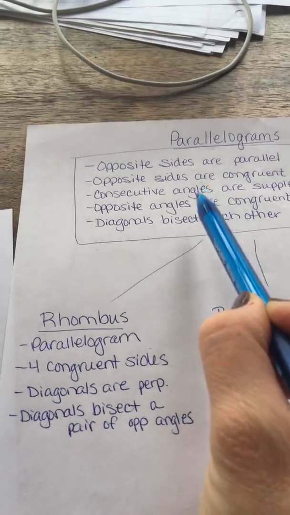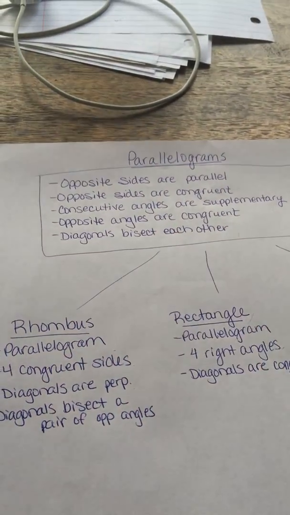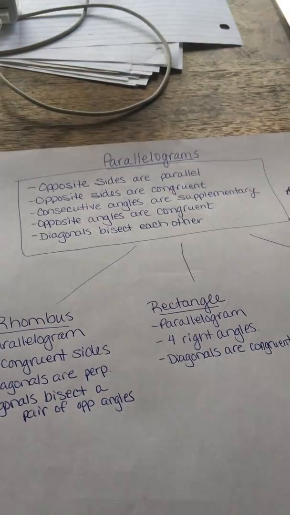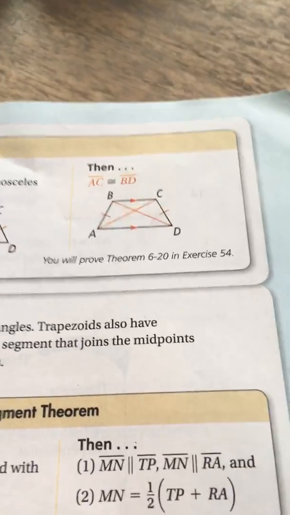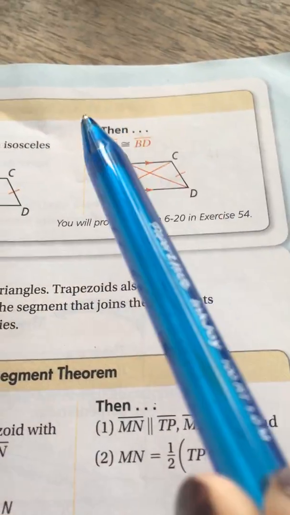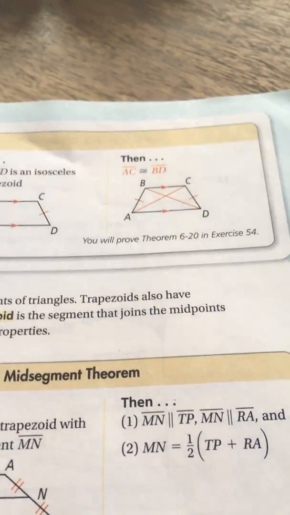But these are parallelograms, and remember, a trapezoid is not going to be on this chart because it is not a parallelogram. But still, if you have an isosceles trapezoid, its diagonals will be congruent.